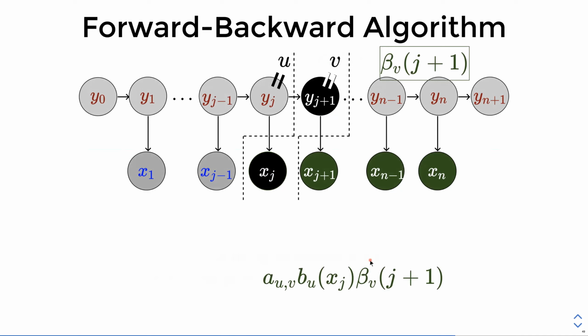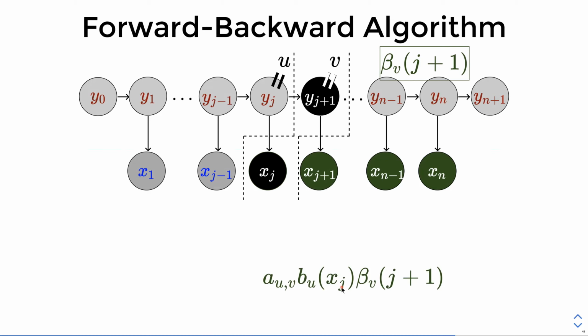So I have the beta Vj plus 1 here. To take care of the generation of these two, I first need a transition from U to V, A_UV. Second, I need an emission from U to Xj, B_U,Xj.